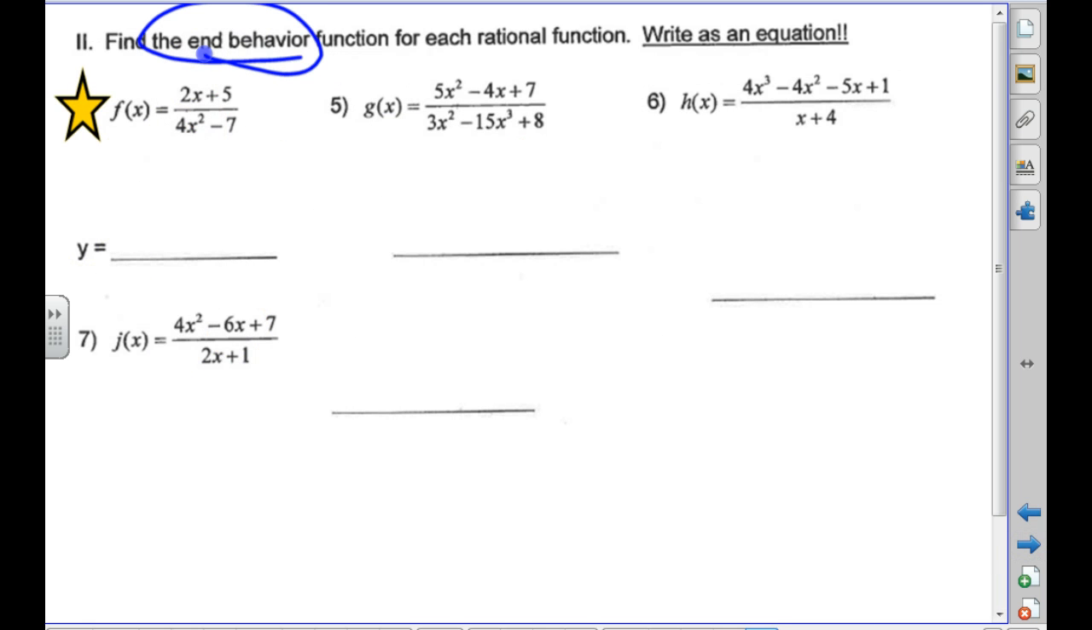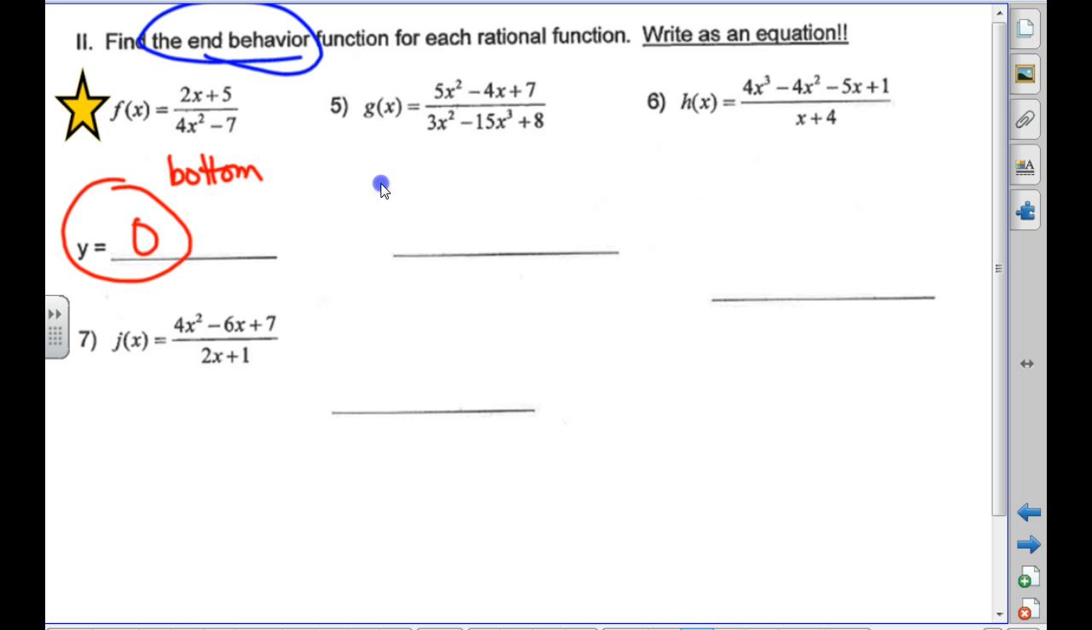End behavior, one more time. Brennan, you asked me about this. What's the end behavior of this first one? y equals 0. Yes, good job. It is bottom heavy. Degree 1 over degree 2. So it is y equals 0.